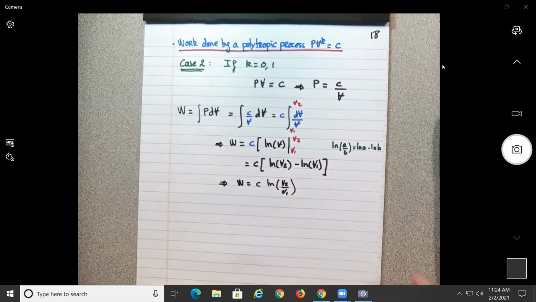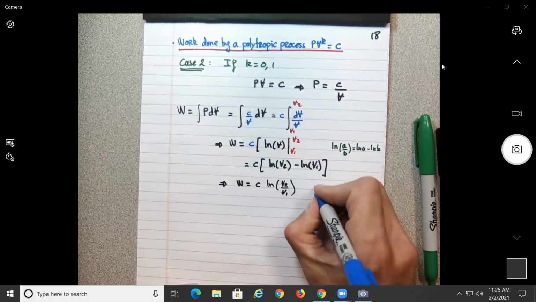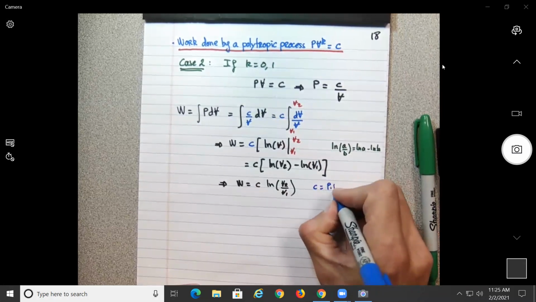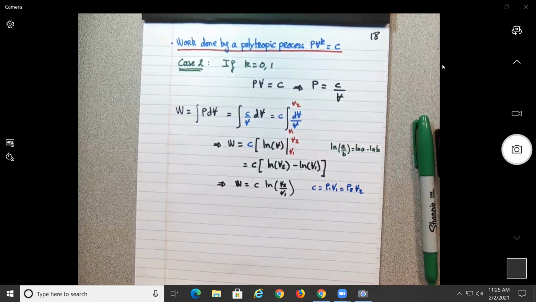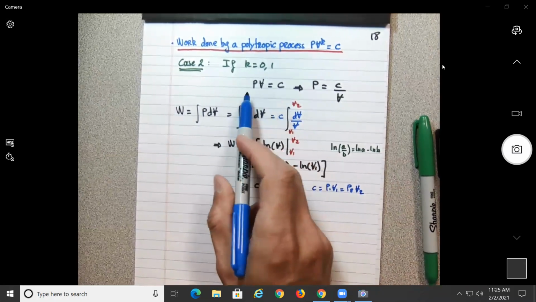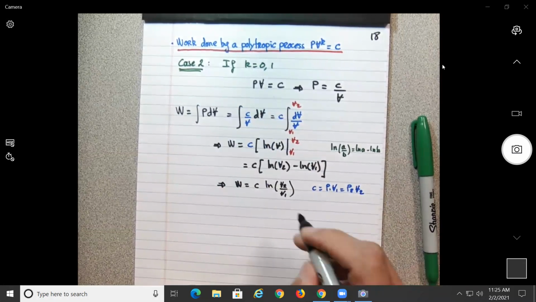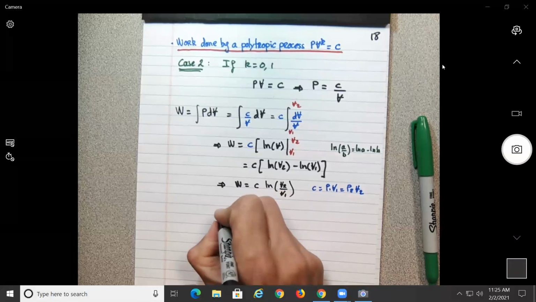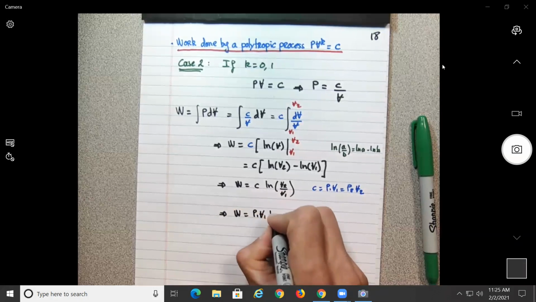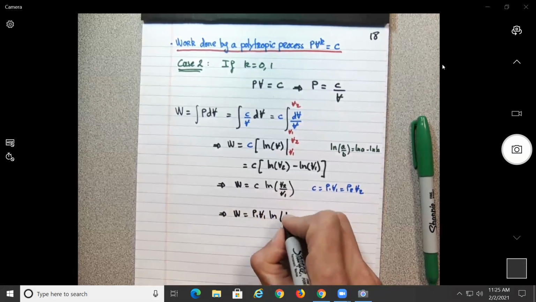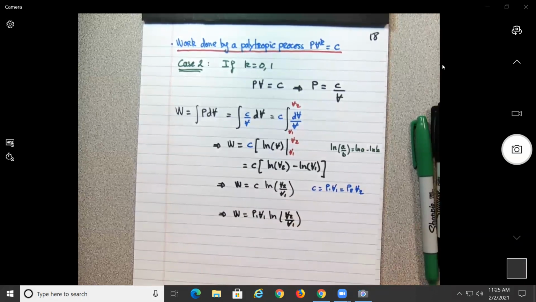And finally, what is C? So from this equation, C could be equal to what? C could be either equal to P1 V1, or you could say equal to P2 V2, no? Yeah, because it's constant. So in this case, let's say it's equal to P1 V1. So at the end, you could just rewrite that equation as work equal to P1 V1 log V2 over V1.